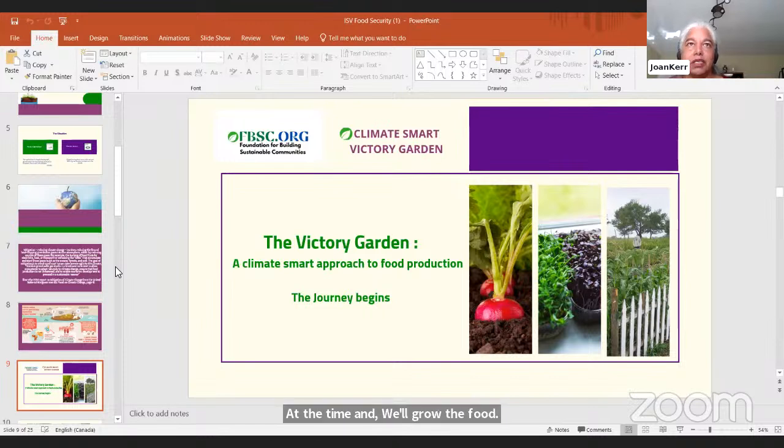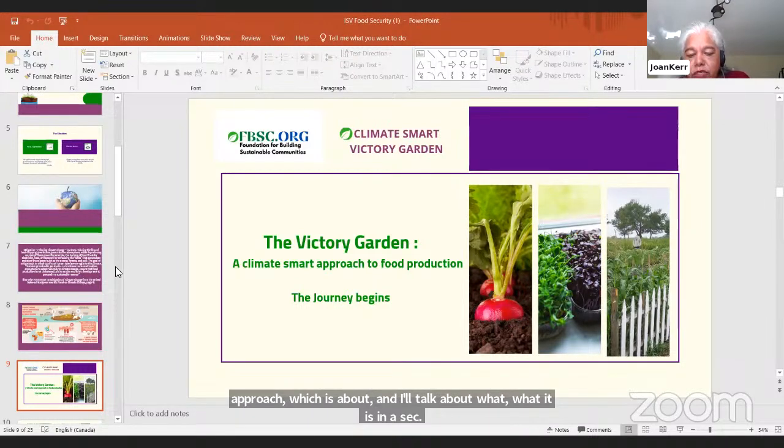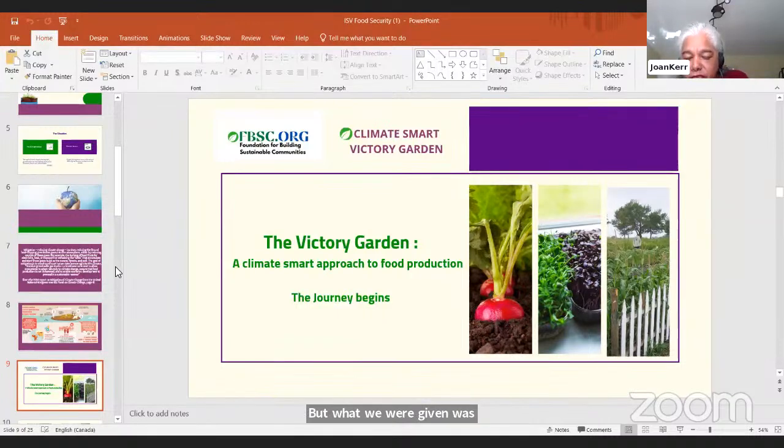And we found, oh gosh, you have to have a model, there is so much to learn on an open land. Anyway, through all of that, we tried different models of what should be done, and we came up with the Victory Garden, and we're environmentalists, so we came up with the climate smart approach, and I'll talk about what it is in a sec. But what we were given was 10 acres of land, open field that had 6 to 8 foot high weeds. So imagine 10 acres, no water, no electricity, and no buildings, just this vast open space.